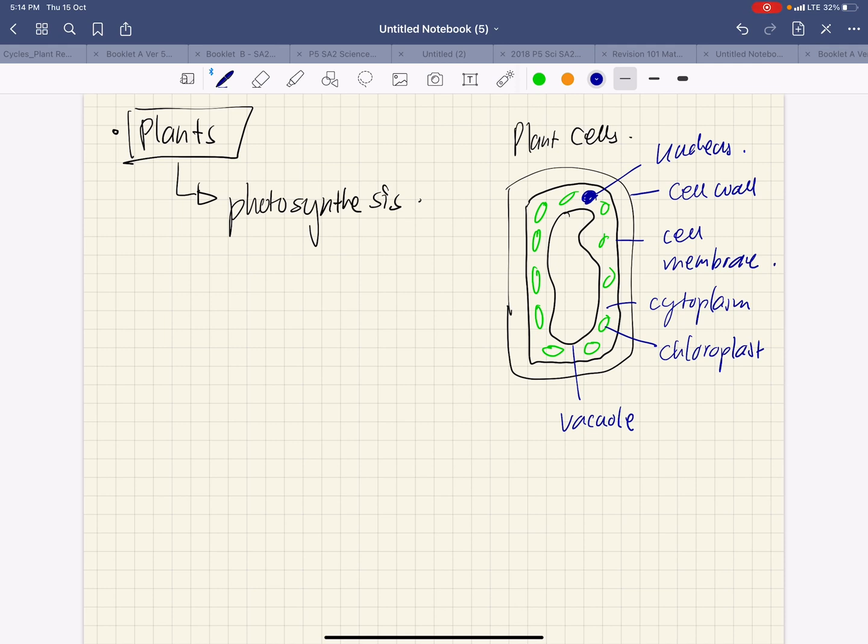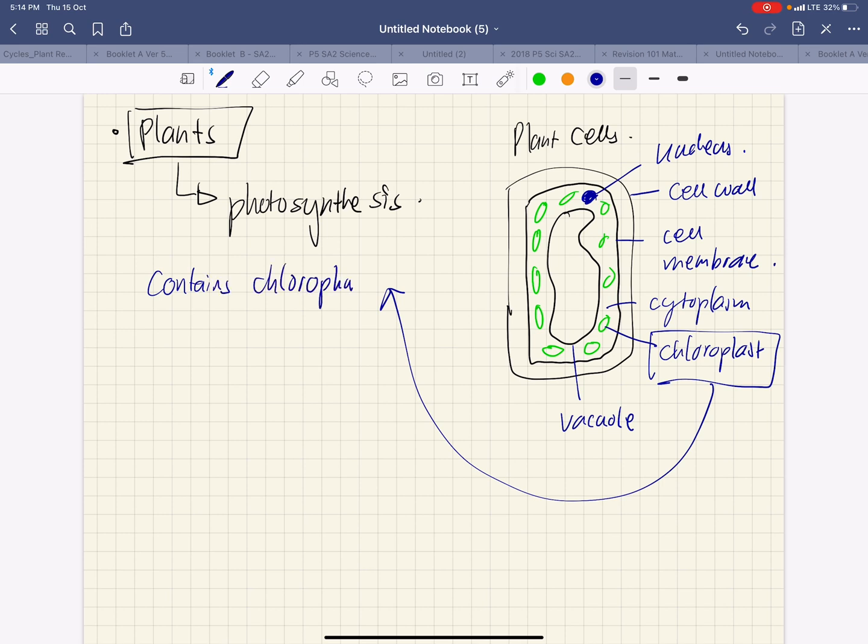Now, your chloroplast is special because it contains chlorophyll. And what your chlorophyll does is that it's able to trap sunlight for photosynthesis to occur.